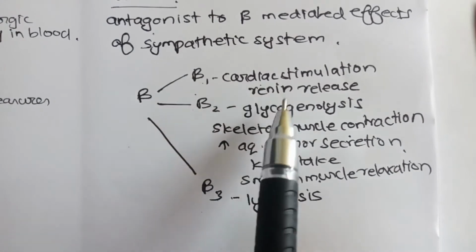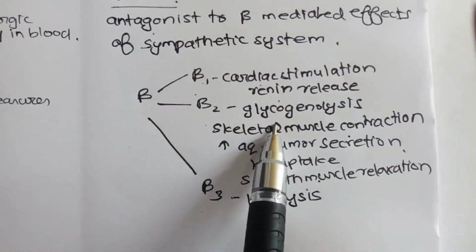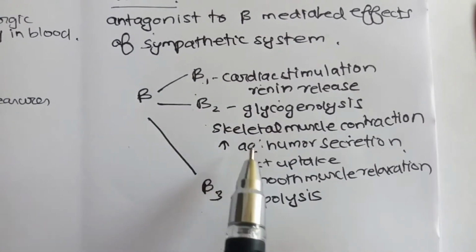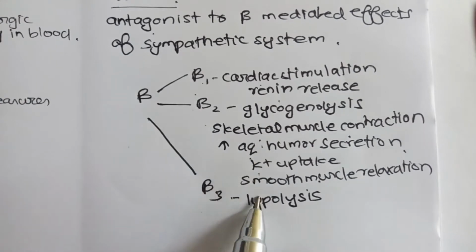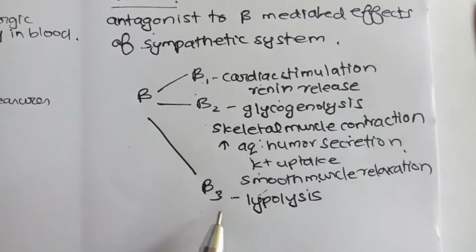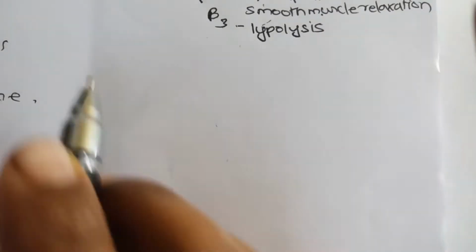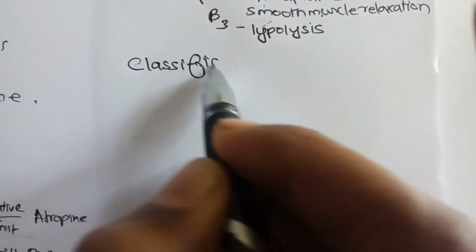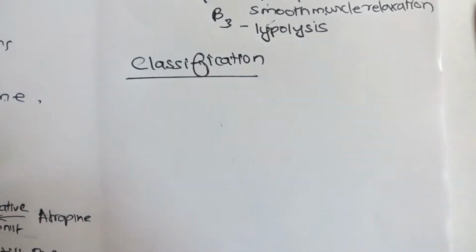So beta 1: cardiac stimulation and renin release; beta 2: glycogenolysis, muscle contraction, smooth muscle relaxation, aqueous humor and K+ uptake; and beta 3: lipolysis. Now that we have an idea, let us move on to the main questions.